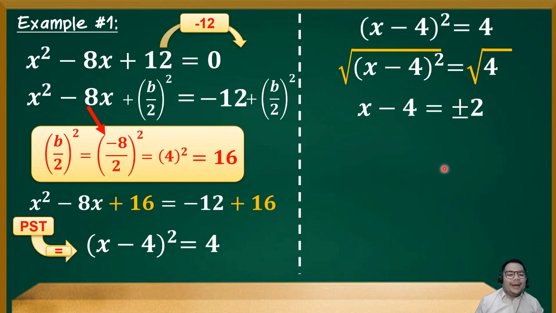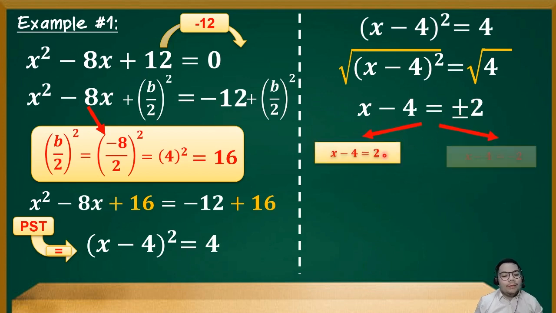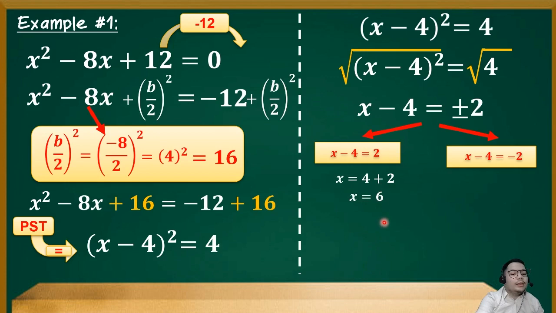I hope you still remember. Next, since this one is positive and negative 2, we'll be having two values. One is positive 2 and another is negative 2. So we'll divide this given equation into x minus 4 is equal to 2 and x minus 4 is equal to negative 2. If we transpose negative 4 to the right side of the equation, using the addition property of equality, we can add 4 plus 2, which is equal to 6.